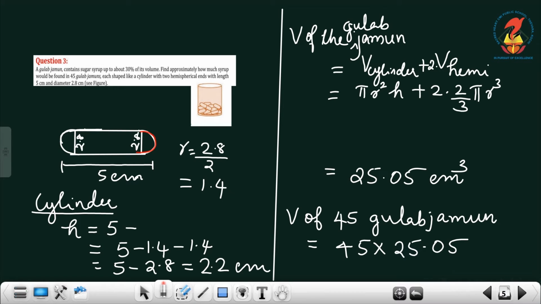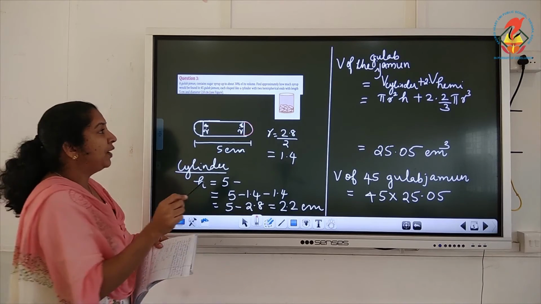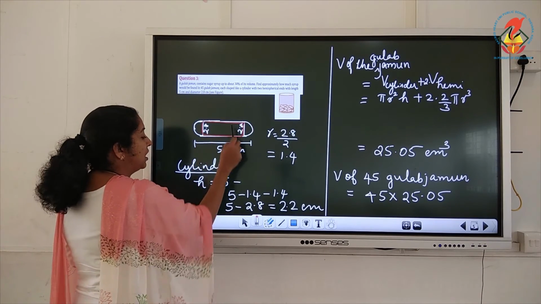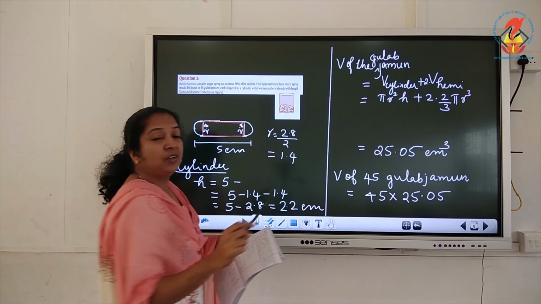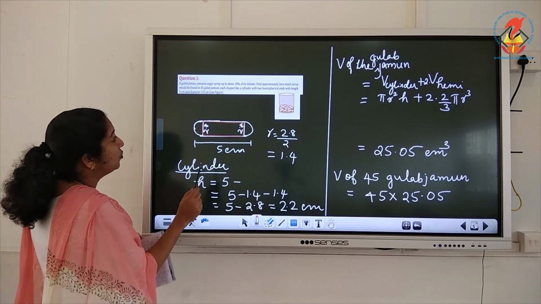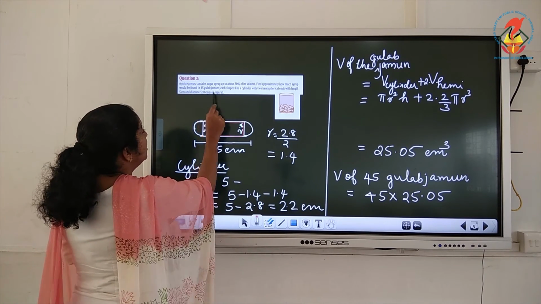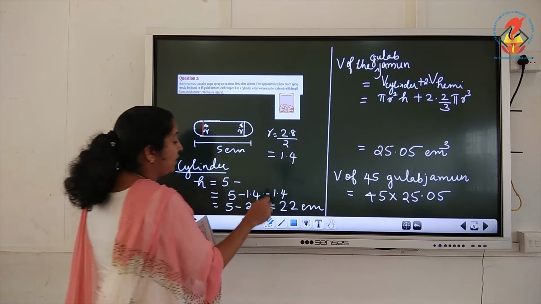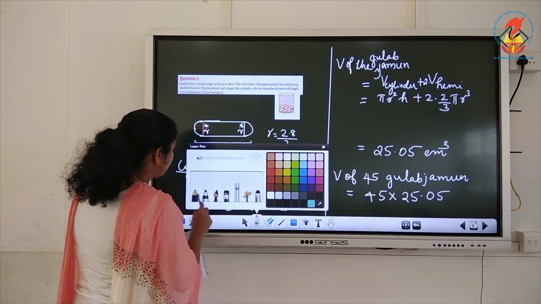So, what you have to find is the volume of this, that means volume of the cylinder plus 2 into volume of the hemisphere. For that, first, what they have given us: the total length is given as 5 centimeter and the diameter is given as 2.8. So, radius is 1.4 centimeter.